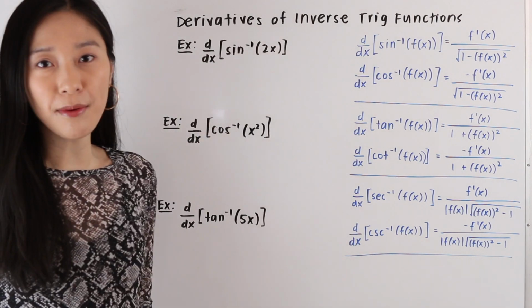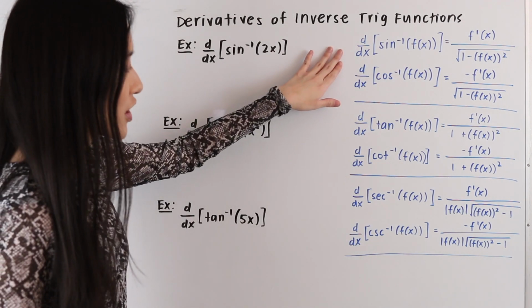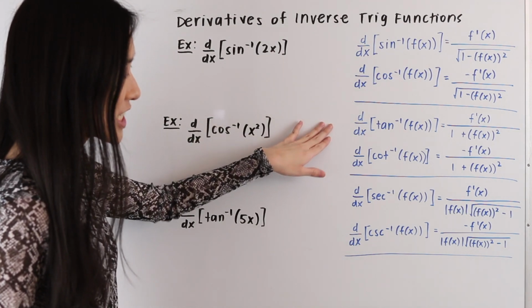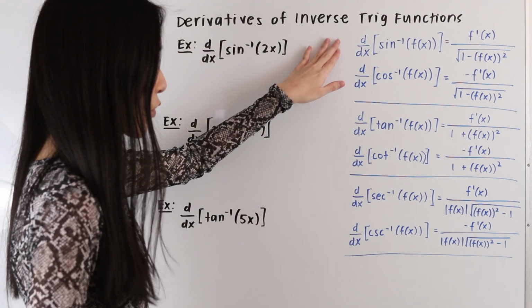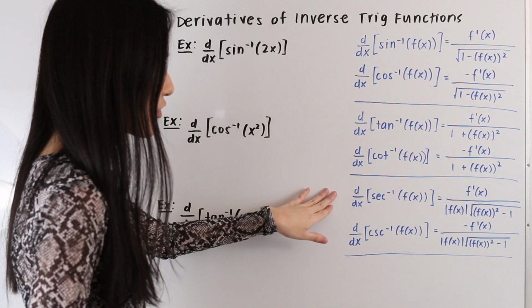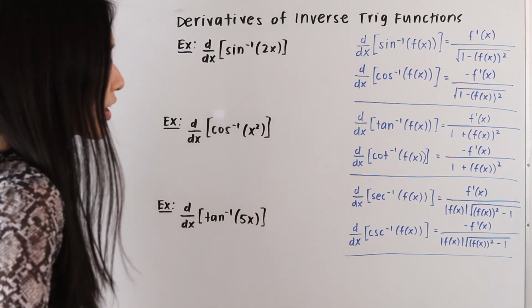So remember from trigonometry that sine and cosine are cofunctions, tangent and cotangent are cofunctions, and secant and cosecant are also cofunctions. If we just memorize the derivatives for inverse sine, inverse tangent, and inverse secant, the corresponding cofunction's derivative is just the negative.